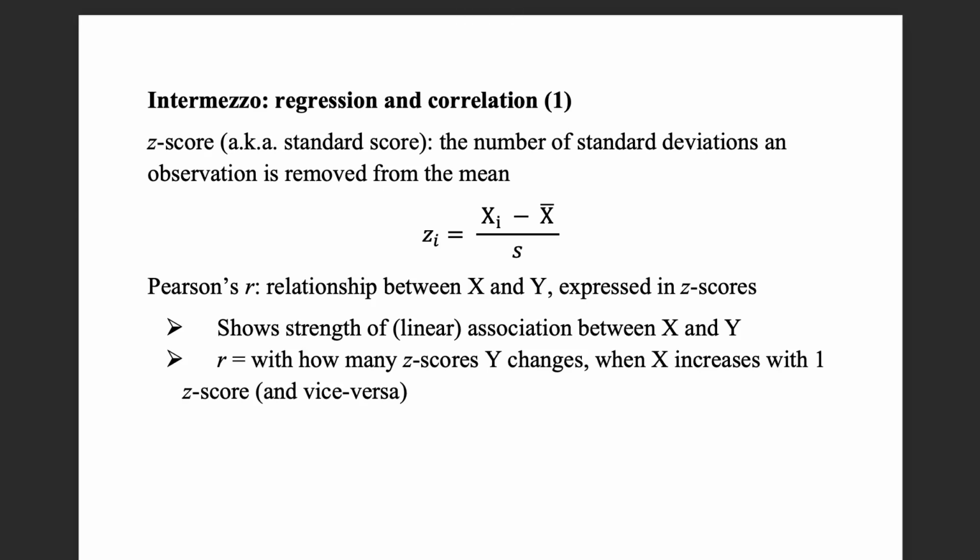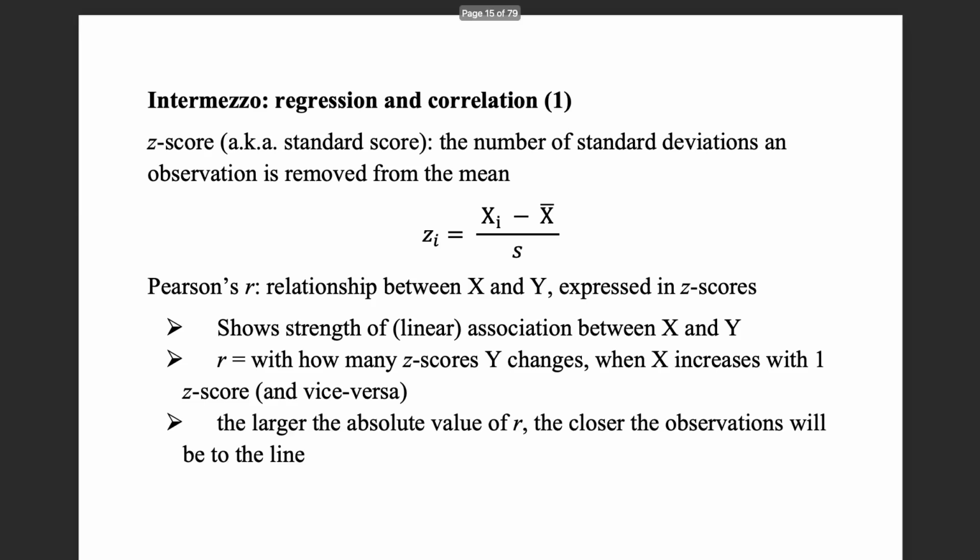So in other words, if you have a correlation coefficient, what does it tell you? Well, it tells you by how many Z-scores Y changes when X increases with one Z-score, or vice versa, because it's a symmetrical measure, so it doesn't matter which is the X and which is the Y variable. How many Z-scores X changes when Y increases with one Z-score, one standard score. So correlation coefficients are expressed in Z-scores, and that's how you can actually interpret them. They are on a standardized scale, a Z-score scale, basically.